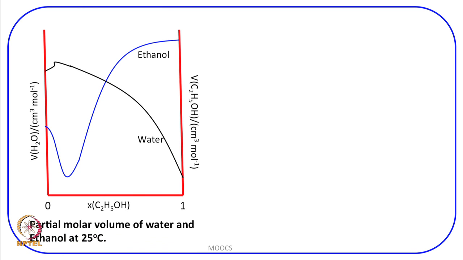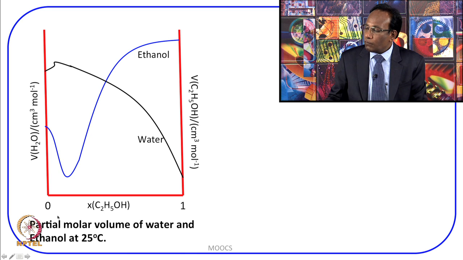Let us take a look at this figure. This figure represents the variation of partial molar volume of ethanol and water when the mole fraction of ethanol changes from 0 to 1. For pure water, the value will be around 18, and as you see, when the mole fraction of ethanol increases in solution, the partial molar volume of water is decreasing, and partial molar volume of ethanol is having an unusual kind of trend.